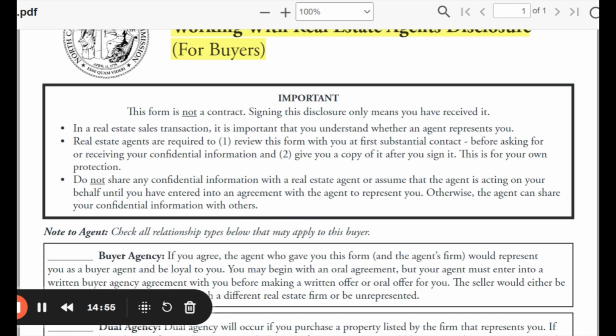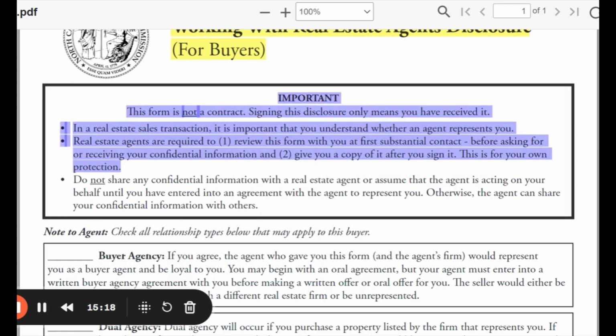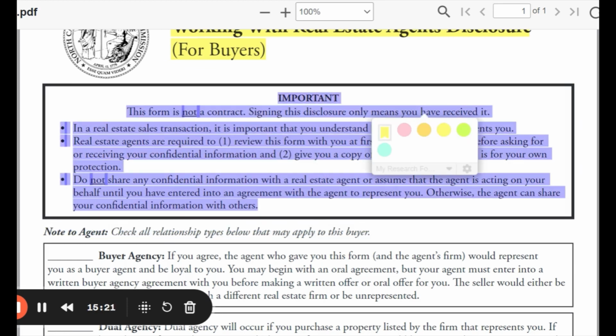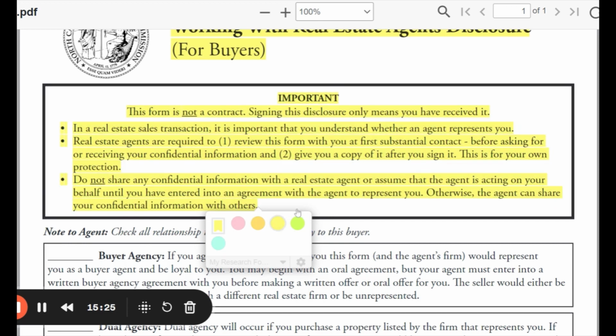This is for your own protection. Do not share any confidential information with a real estate agent or assume that that agent is acting on your behalf until you have entered into an agreement with the agent to represent you. Otherwise, the agent can share your confidential information with others. So this is what this first box was talking about. Again, nothing different from the sellers so far. My highlighter is running from me.